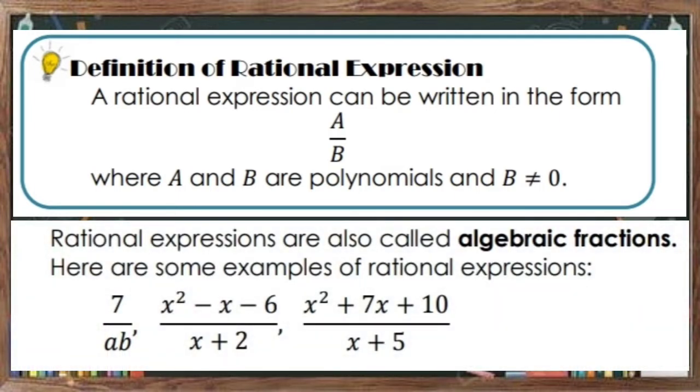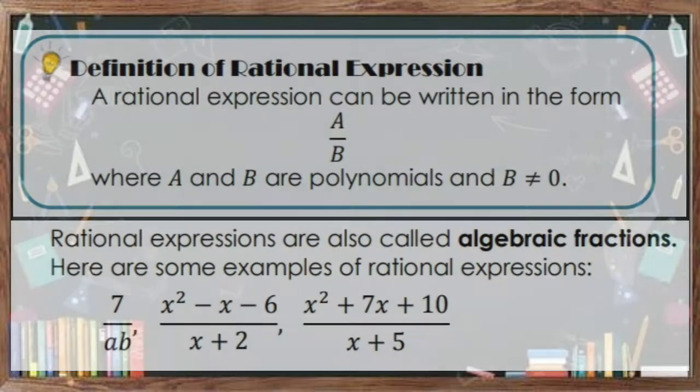So, ang rational expression are also called algebraic fractions. And here are some examples of rational expressions. 7 over ab, x squared minus x minus 6 over x plus 2, x squared plus 7x plus 10 over x plus 5. Meaning, they are all rational expressions kasi sila ay naka-fraction.